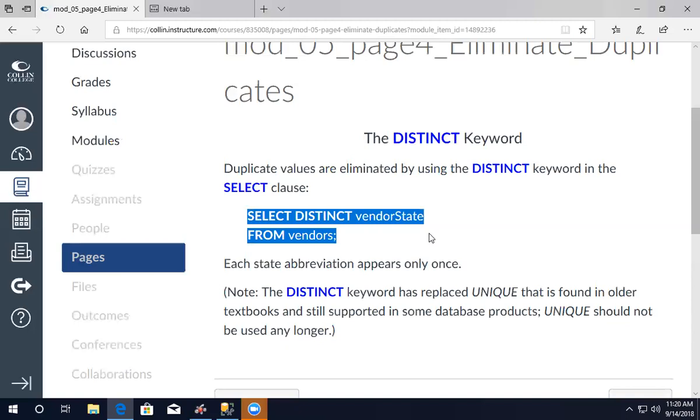Each state abbreviation appears only once. Notice that the distinct keyword has replaced unique. You will still see some people say select unique vendor state. Unique should not be used any longer. We use the word distinct.